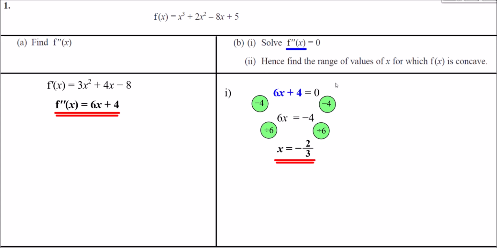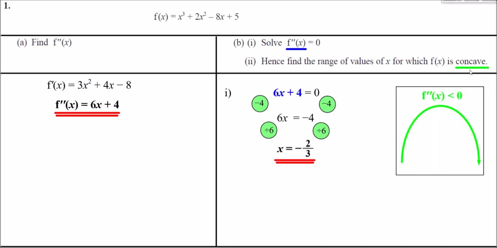For part 2 it says, hence find the range of values of x for which f of x is concave. There's convex and concave. A curve is concave if the section of it literally looks like a cave. Here's a drawing to illustrate what I mean. Concavity is the region on a graph of a function when the second derivative is less than 0. It's when the gradient is becoming more and more negative. A very positive, less positive, less positive, a 0 gradient, negative, more negative, more negative. So it will look like a cave.